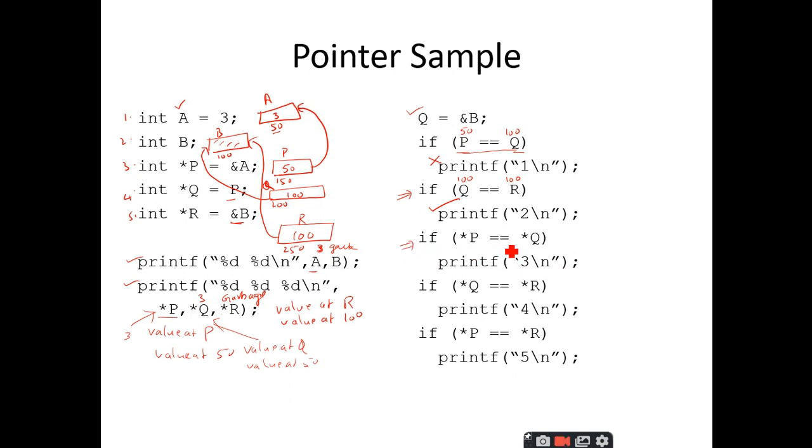If star p is equal to star q, that means value at p is equal to value at q. What is the value at p? 3, sir. What is the value at q? Garbage value, sir. Therefore this will not be executed since this condition fails.